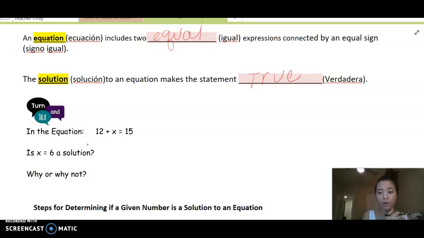Okay, so hopefully you tried this and you should have gotten that no, this is not a solution. So for a couple days now we've practiced substitution where we've taken in a number and we've plugged it in. So we should be able to take our 6 because it's what x equals and we're going to plug it in.